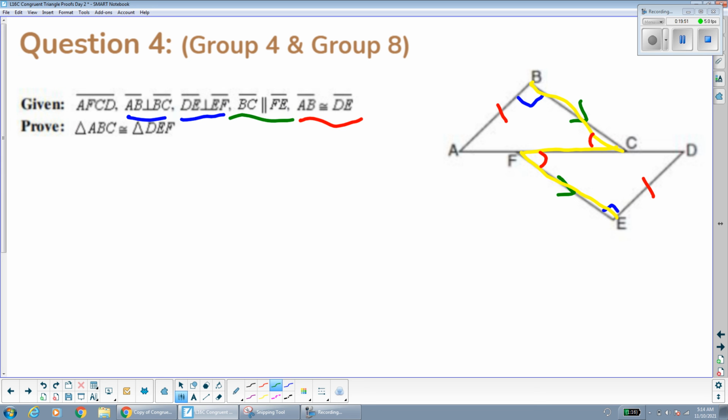Then you need to make sure that you mention your alternate interior angles. So you can say angle BCA is congruent to angle EFD. And your reason would be alternate interior angles are congruent when lines are parallel. The "when lines are parallel" part is very important. You only know alternate interior angles are congruent when lines are parallel. If they're not parallel, you don't know that for sure. Then you can say the two triangles are congruent by angle, angle, side.